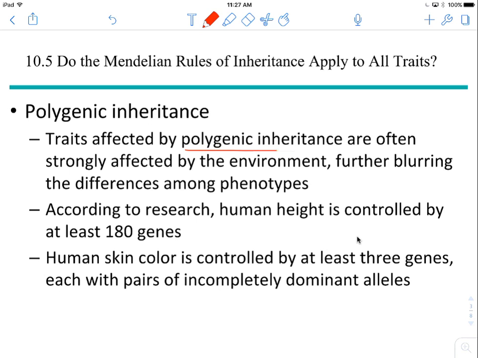Traits that are controlled by polygenic inheritance also are usually strongly affected by the environment, which further blurs the difference. It gets you an even wider range of phenotypes. According to research, human height is controlled by about 180 genes. That is a lot of genes. So it's not that you're going to be tall or short based on what your parents are. You're going to be similar to your parents, but there's a wide range of what you can be. Skin color is controlled by 3 genes, and they have incompletely dominant alleles, which is why you get the blending and the intermediate phenotypes.